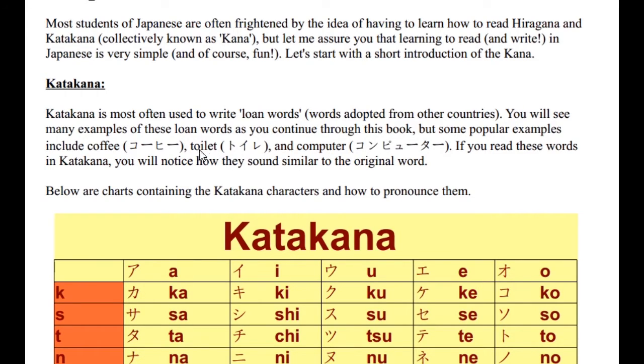You'll notice that these words sound very similar to the original word: kohi, coffee; toire, toilet. This is great for us because oftentimes we'll see a katakana word and we'll know what it means in English because it sounds very similar.